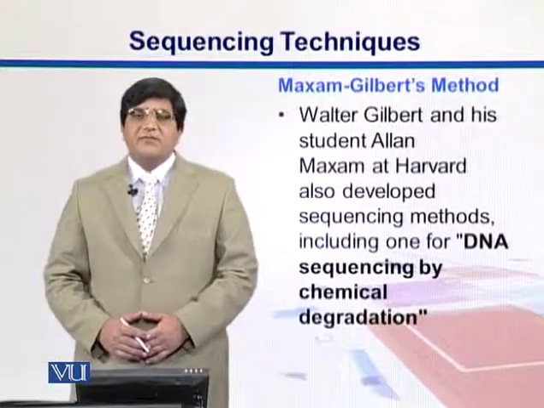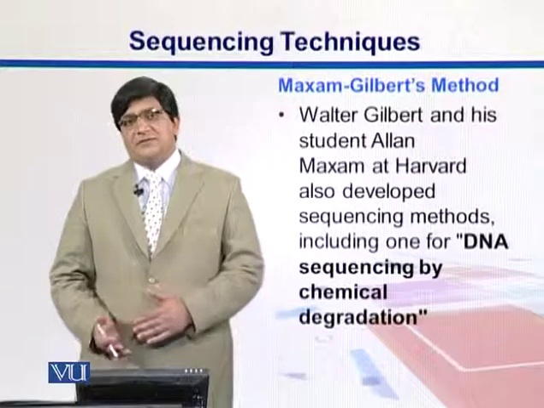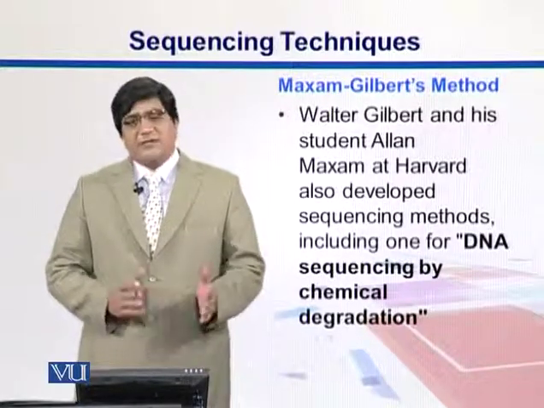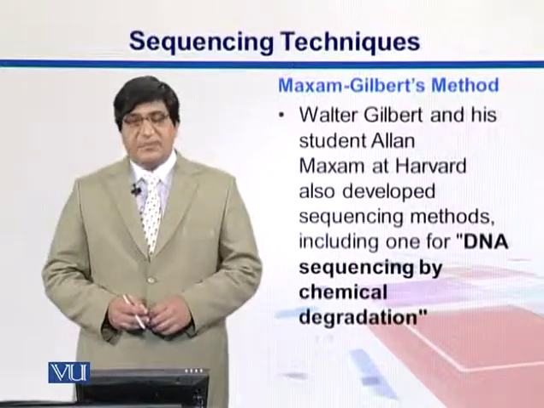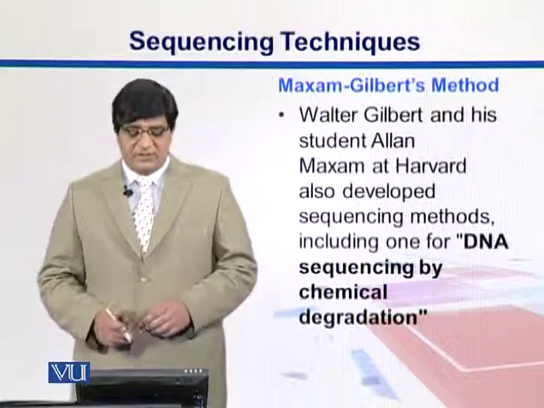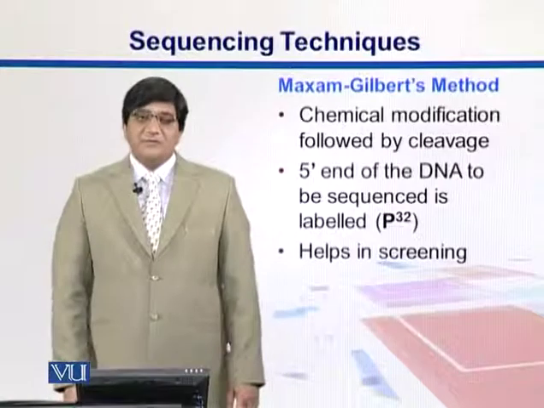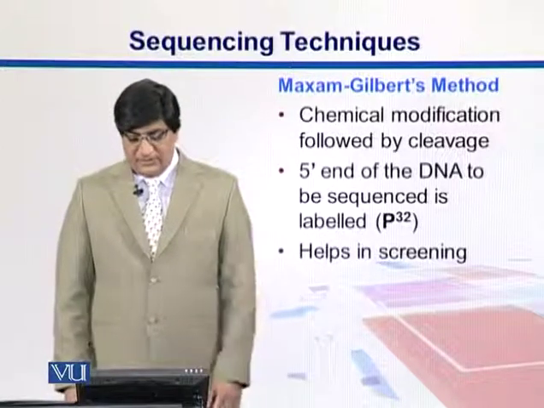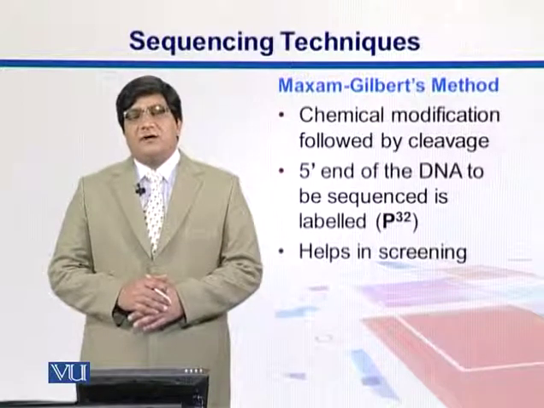Another method of sequencing was presented by Walter Gilbert and his student Alan Maxam while they were at Harvard University, and they have different methods. One of them which I am presenting today, which became famous, is the DNA sequencing by chemical degradation. So here are their pictures. Alan Maxam, student of Walter Gilbert, and he was student of Abdus Salam, a Nobel laureate, originally belonged to our country Pakistan. In this method, the Maxam-Gilbert method, there is a chemical modification of those nucleotides, which is then followed by their degradation.